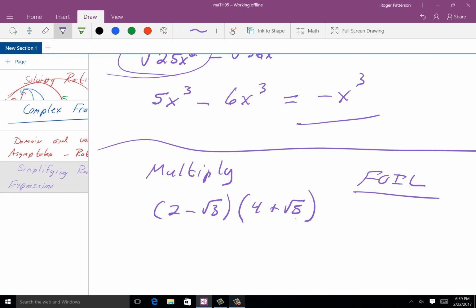Okay, so, FOIL, 2 times 4, 8. 2 times that. What do you think that is? 2 square roots of 5. Very good. We do not multiply the number on the inside with the whole number like this. Okay. Plus 2 square roots of 5. Minus. What about those two? 4 square roots of 3 minus, what is this going to give us?